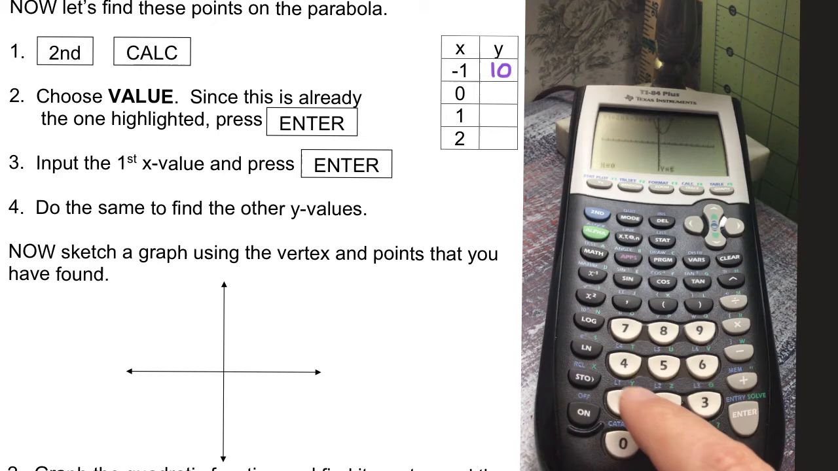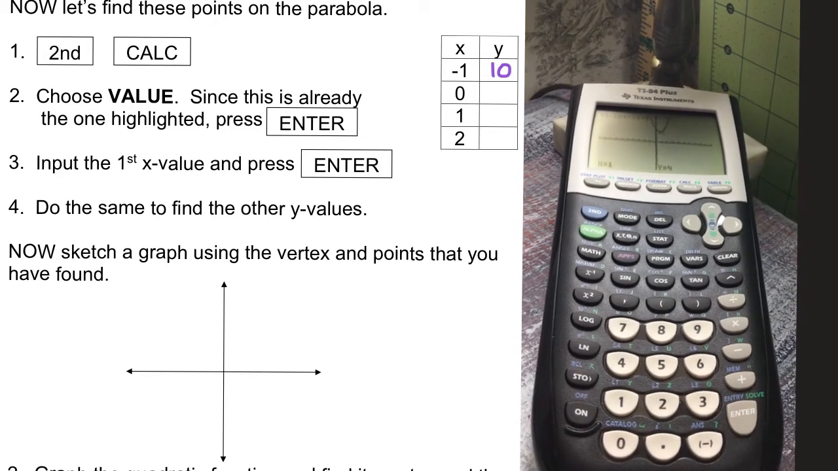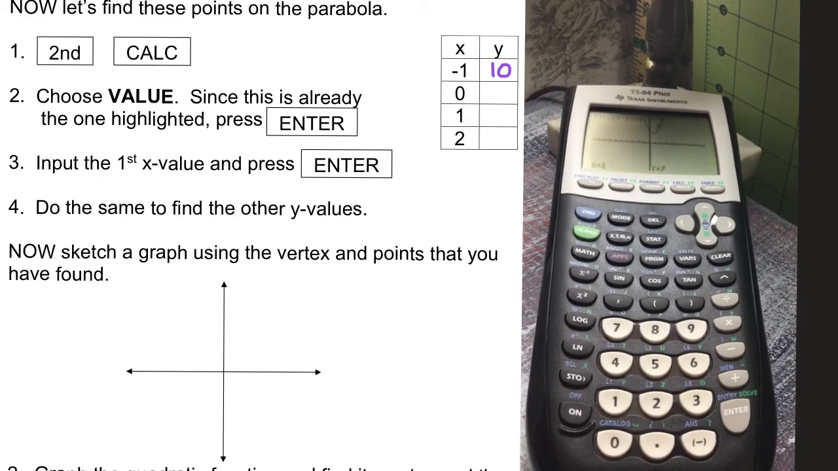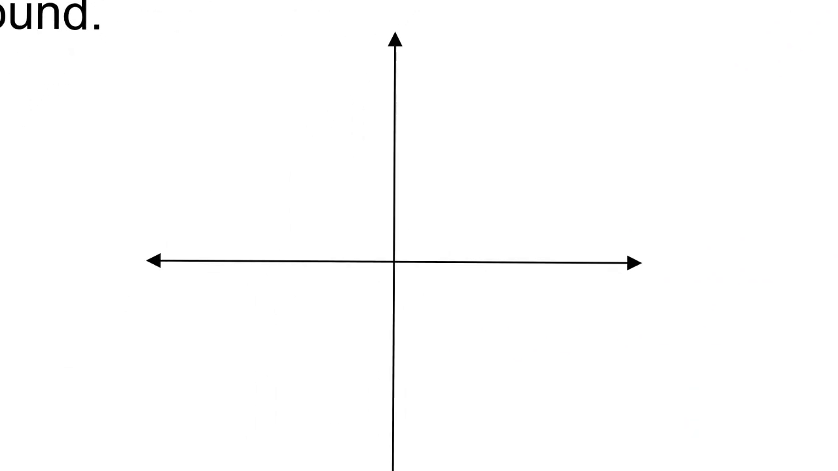Then just keep on entering the x values, 0, 1, and 2, and it will give you your y values. Now to graph those points, start with your vertex. Now this is just a sketch, but it may help you to put some tick marks to determine the scale. So after you've done the vertex, you're going to use the points that we filled in the table: -1, 10, 0, 5, 1, 4, and 2, 7.